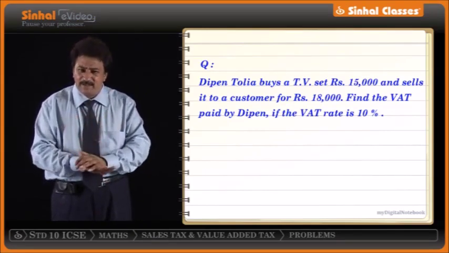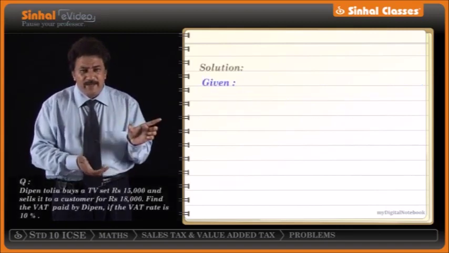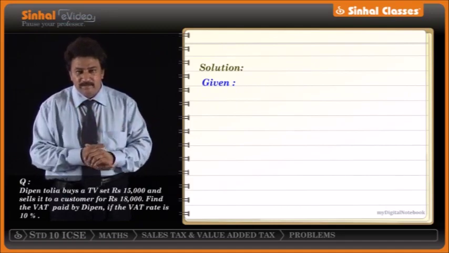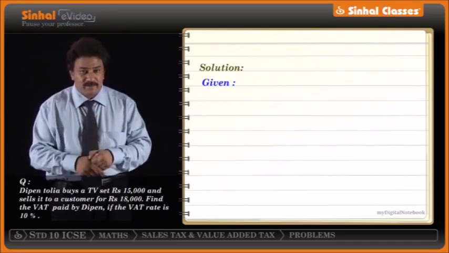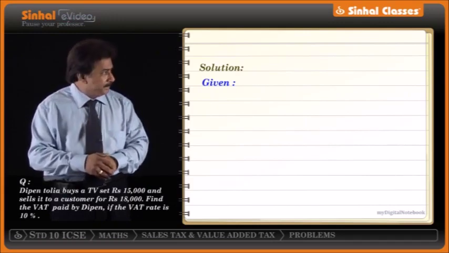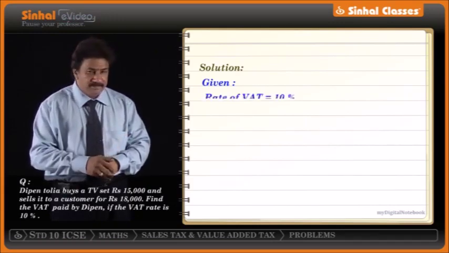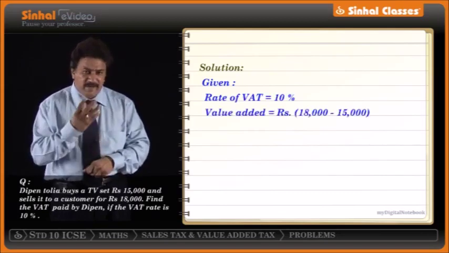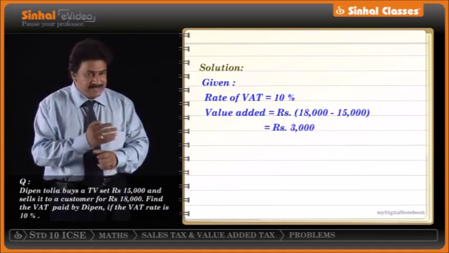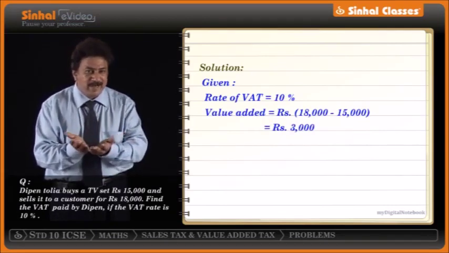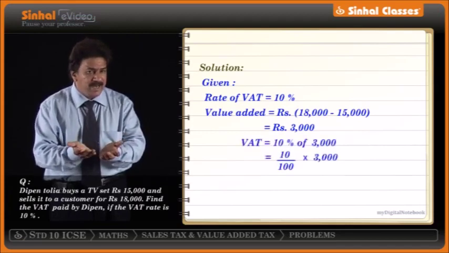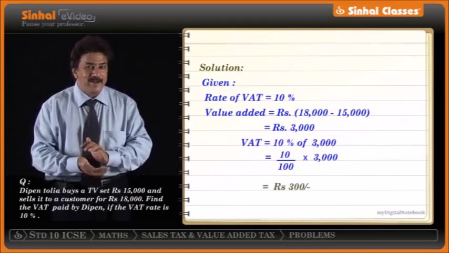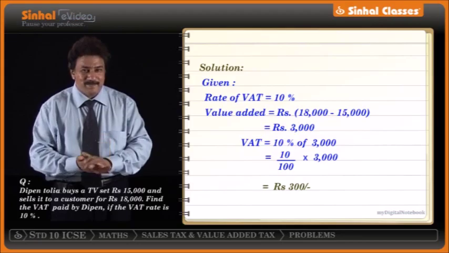A very simple calculation. You buy for 15, sell for 18. The value increased was 3,000. So the VAT will be charged on that rupees 3,000. See how to find it out. Rate of VAT is 10%. Value added is 18,000 minus 15,000. That gives me 3,000. And VAT is 10% of 3,000, because the rate of VAT is given as 10%. After further calculation, I get rupees 300. So VAT paid by Deepen is rupees 300. Very simple sum. I hope you understood that.